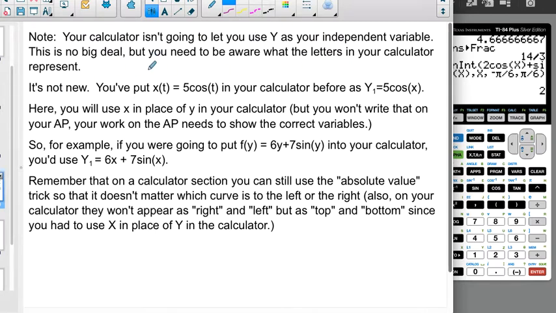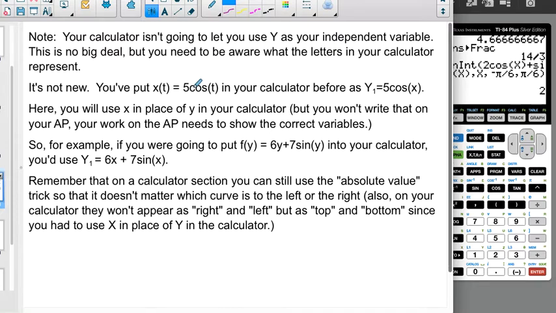So we do this all the time already. When you use x of t equals 5 cosine t, or v of t equals 5 cosine t or something else, you always use x in place of t and you never think anything about it, right? So here the difference is that x is in place of y. You don't write that for the AP, you don't communicate that with others, just like you wouldn't use an x on the AP if you were using x in the place of t in your calculator.